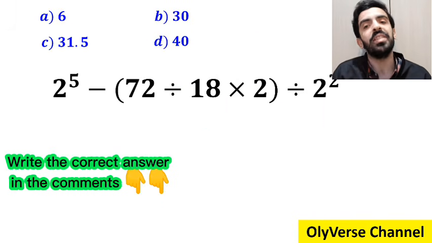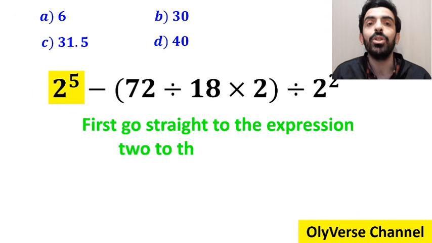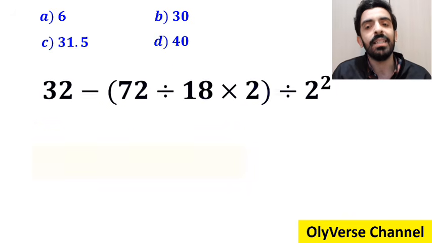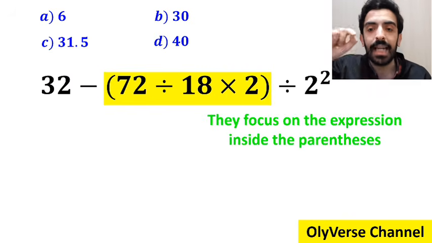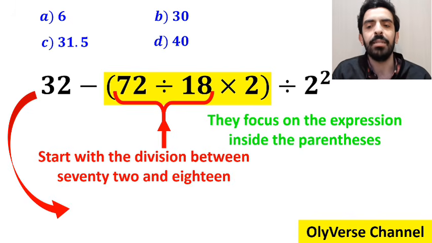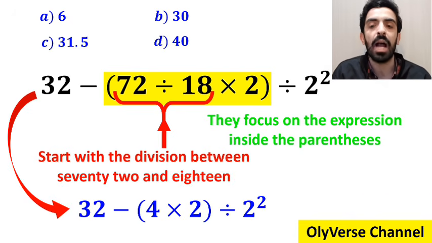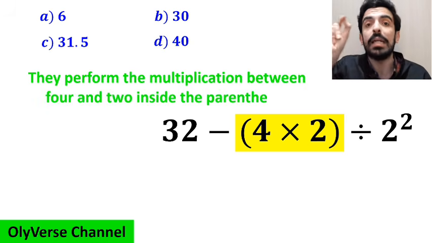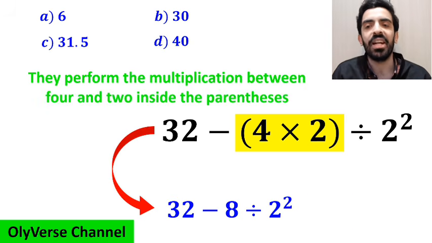Also, some other people when solving this question first go straight to the expression 2 to the power of 5 and simplify this expression to 32 minus 72 divided by 18 times 2 inside the parentheses, then divided by 2 squared. And the next step, they focus on the expression inside the parentheses and solve with the division between 72 and 18. So, they simplify this expression to 32 minus 4 times 2 inside the parentheses, then divided by 2 squared. Then, they perform the multiplication between 4 and 2 inside the parentheses and write this expression as 32 minus 8 divided by 2 squared.